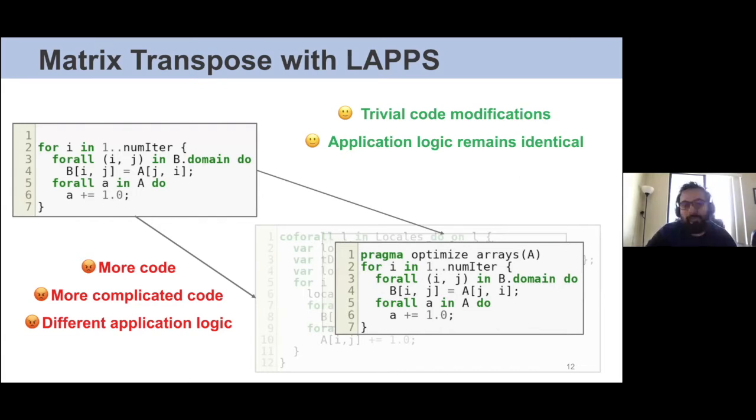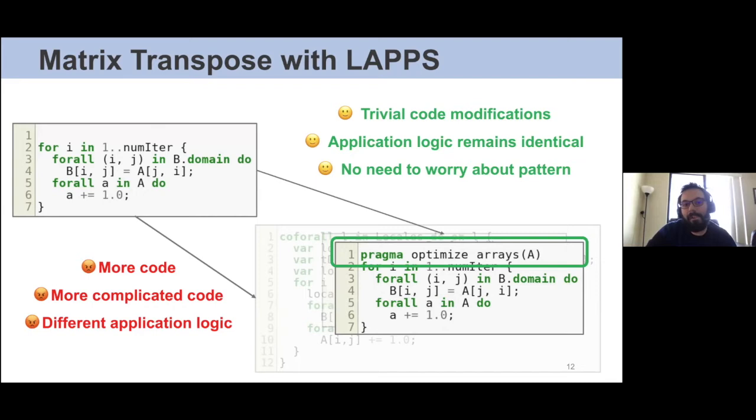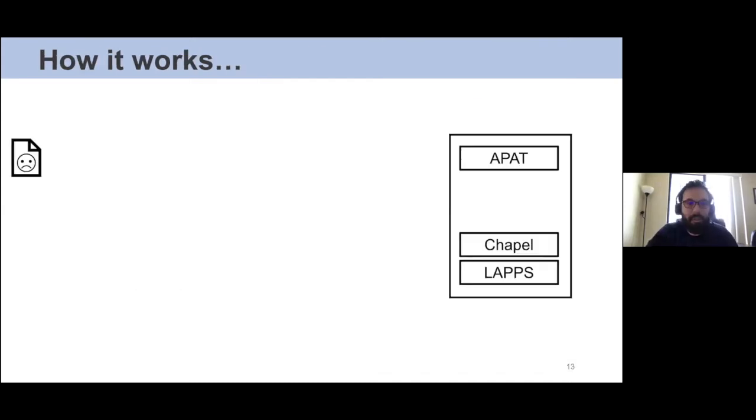The obvious benefit here is that you no longer need to worry about the access pattern. You're just saying that this portion of the code is really performance critical for me. Please do something about it. So let's see how this works.